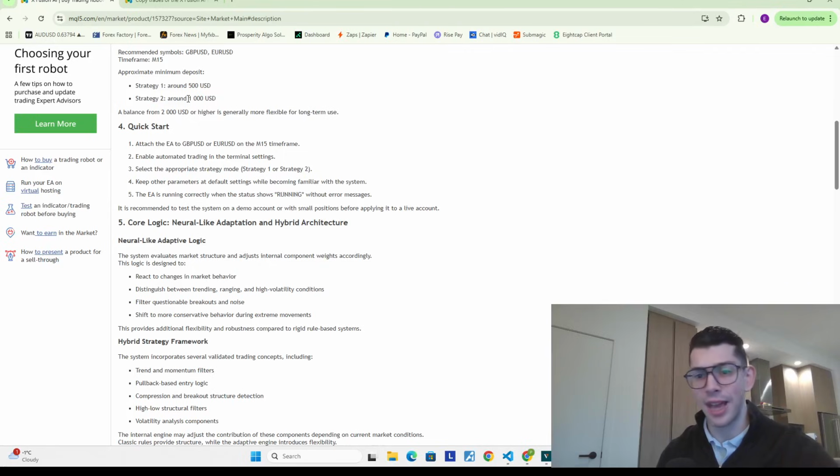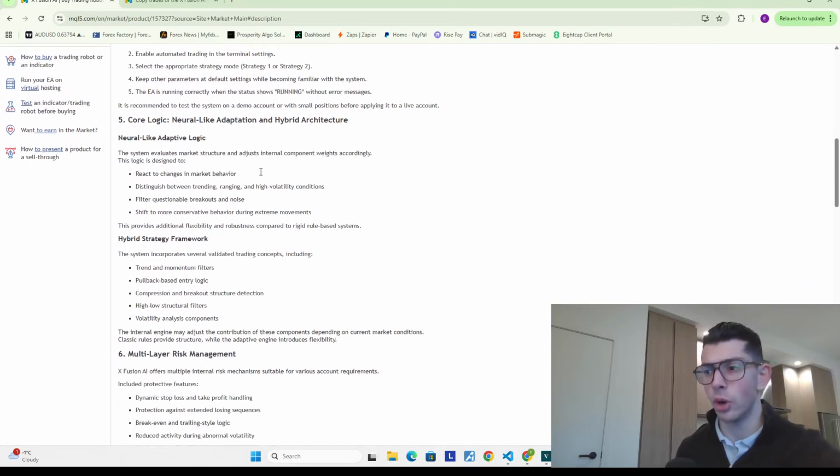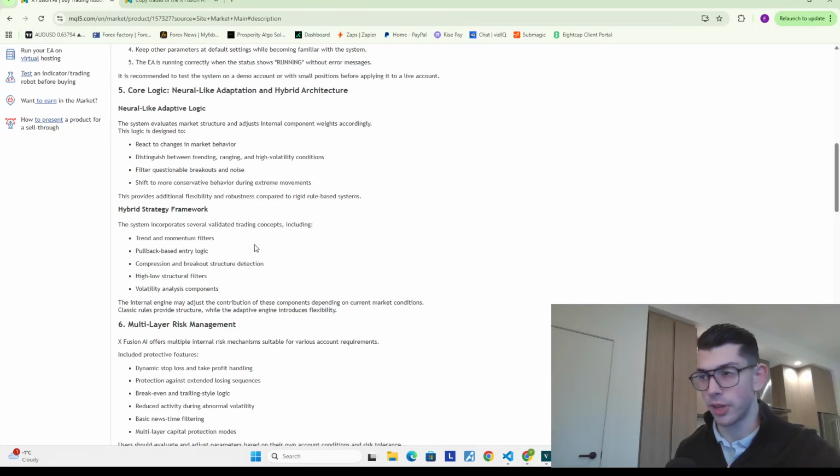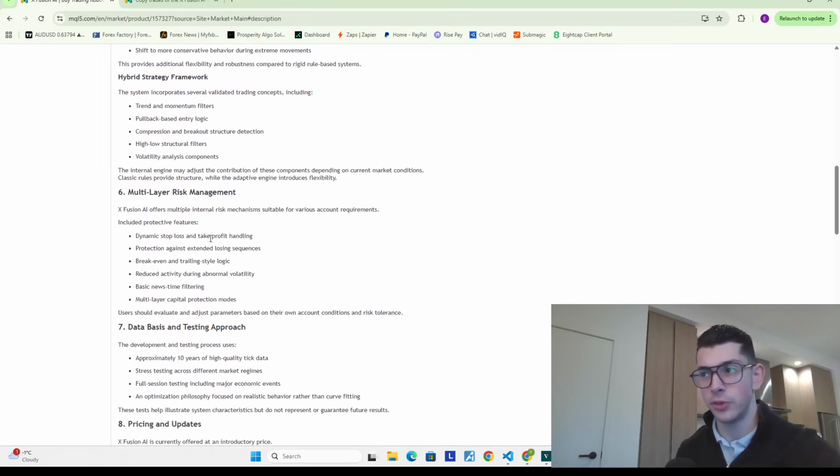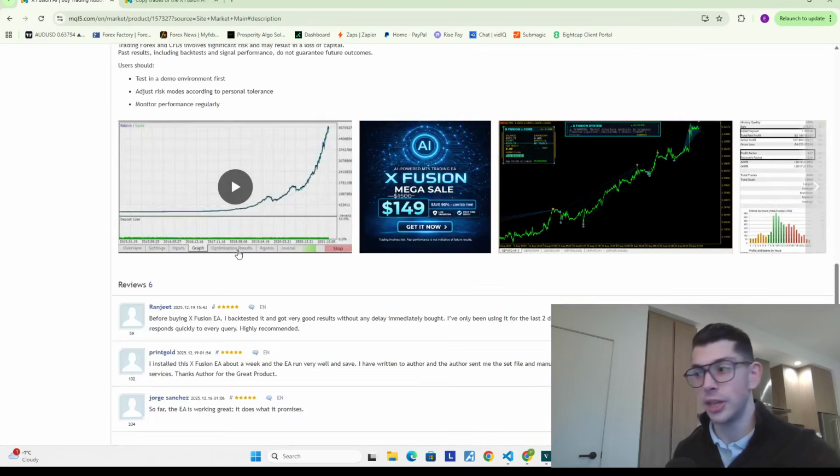So really he's stacking a few different systems, or she's stacking a few different systems together. And effectively in doing so, you likely have a bit more diversification. There's also apparently some different filters like volatility filters, high-low filters, and there's a few different risk management features here as well.